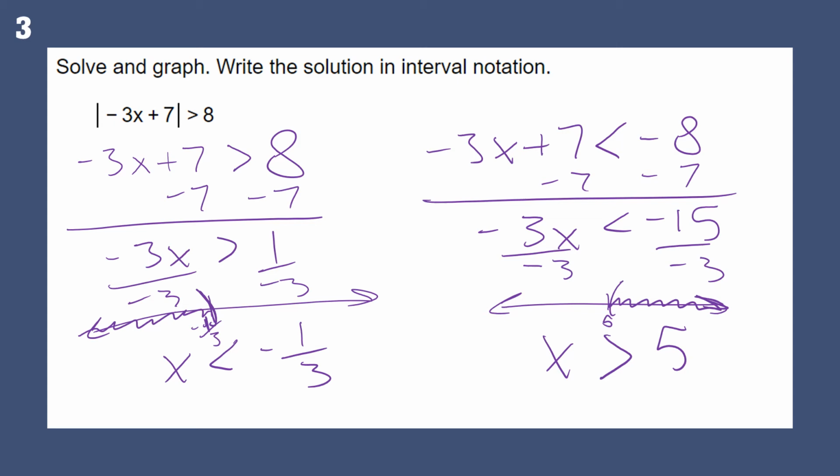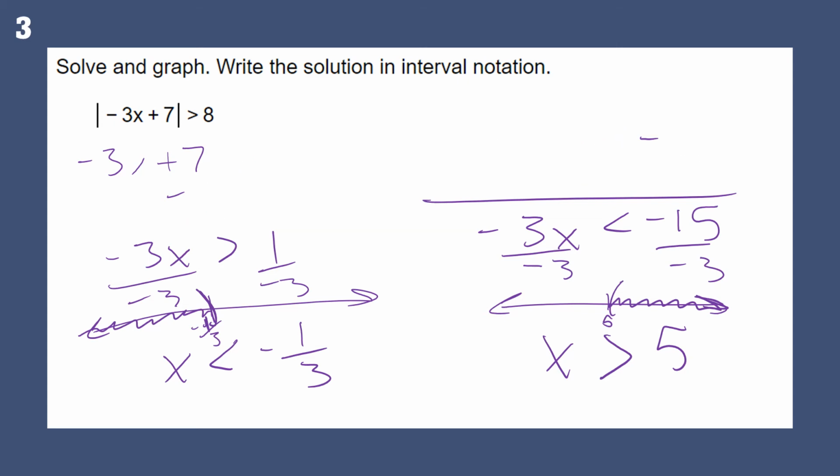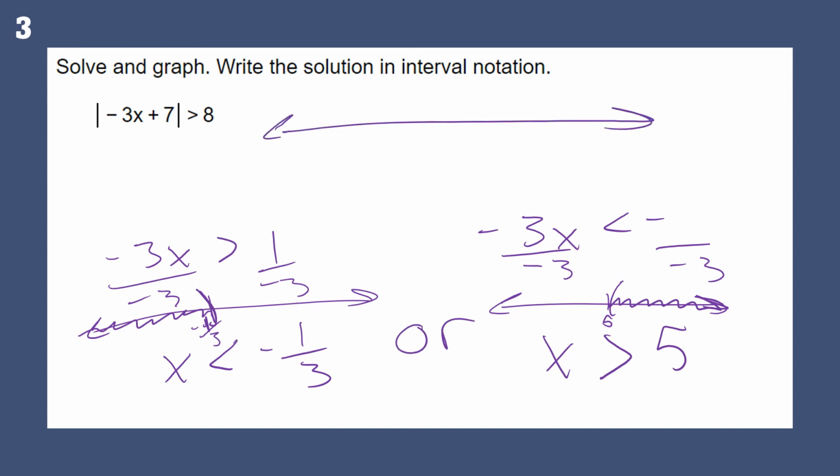So if I were going to graph them combined, what would I end up doing? Well, because it's an absolute value, and because I've got 2 of them, what this has is both of them on the same graph. So I'm going to say -1/3 going this way, and 5 going this way.